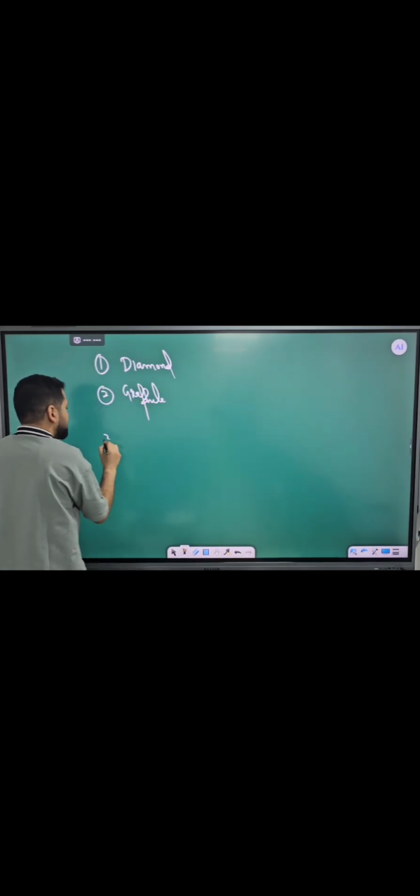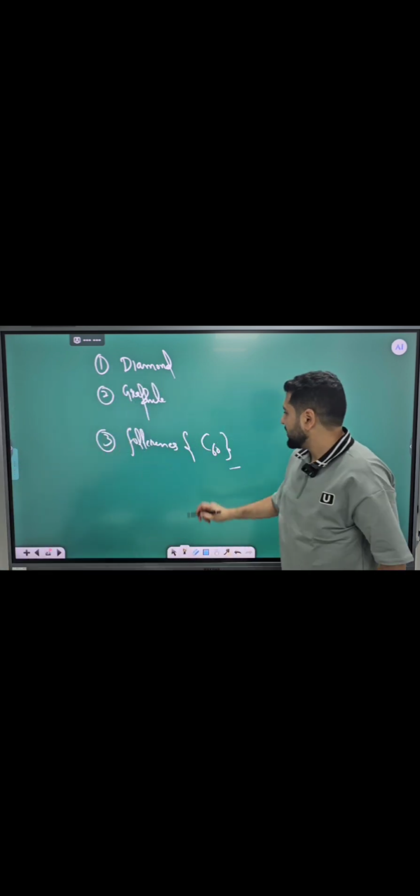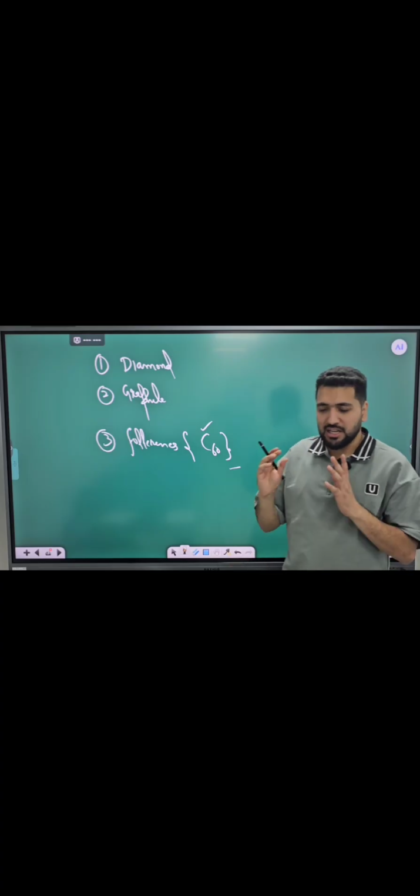We know that it has three major allotropic forms. One I'll be calling diamond, the second one I'll be calling graphite, and the third one, guys, I'll be calling fullerenes, F-U-L-L-E-R-E-N-E-S. And in our syllabus we have to discuss C60, one particular type of fullerene, right? Fullerenes are many in number, but here we have to discuss C60 in detail in our course.